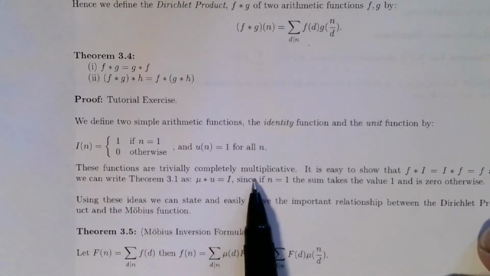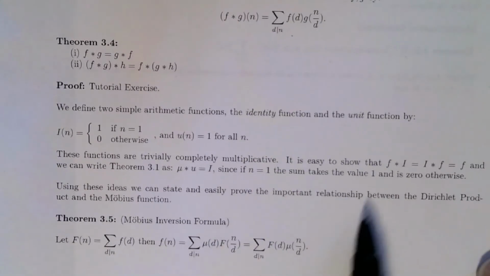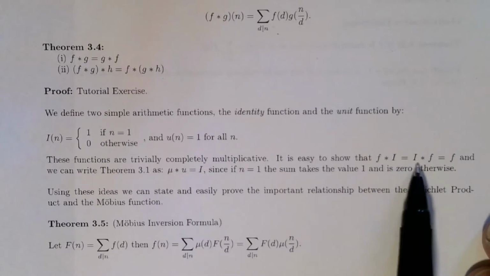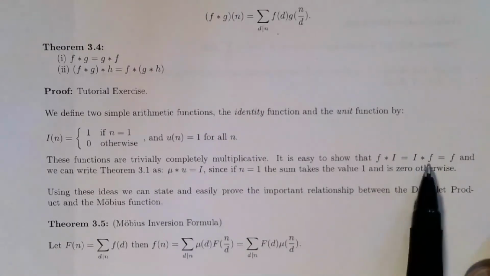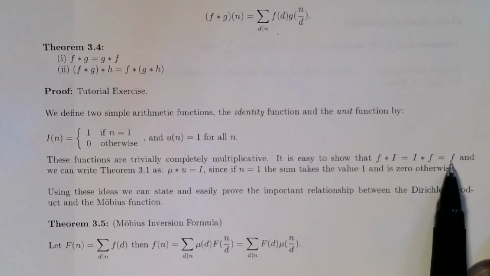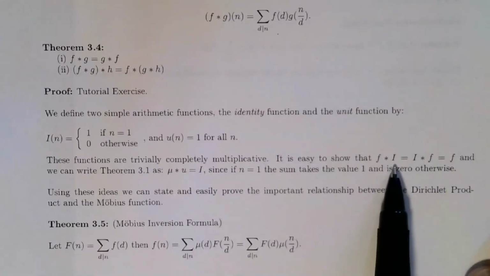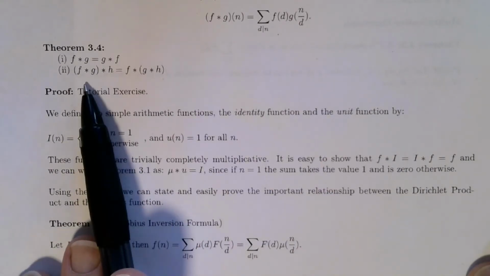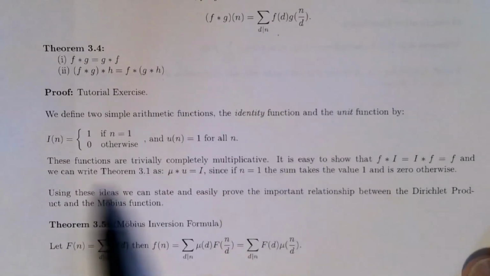These functions are trivially completely multiplicative, and now it's an easy exercise to show that if you take f starred with I, or I starred with f, under this new Dirichlet multiplication you get f. That means that this I is behaving like an identity element. So we're getting close to a group structure here. We've got an identity, in fact it's an abelian group, we have associativity, we have closure, and inverses we'll have a look at in a moment.